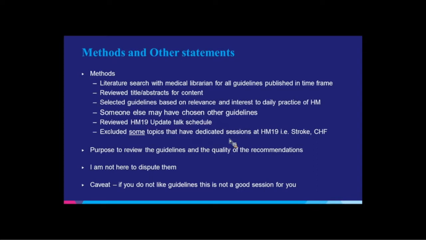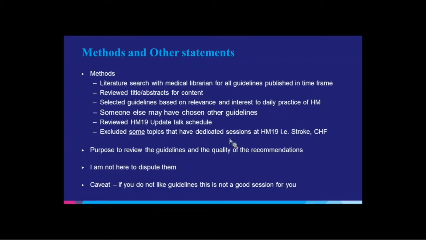Just so you're all aware, how did I find these articles? It wasn't happenstance. It may seem like that, but it wasn't. I did a literature search with the medical librarian down at Beth Israel for all guidelines published in the time frame. I reviewed the title and abstracts for content, selected guidelines based on their relevance and interest to the daily practice of hospital medicine.